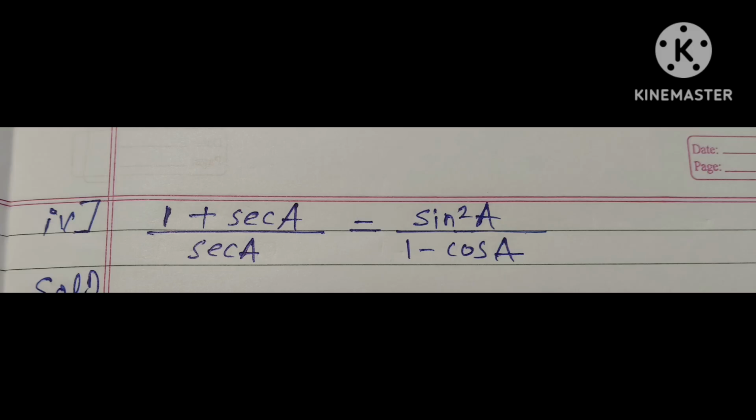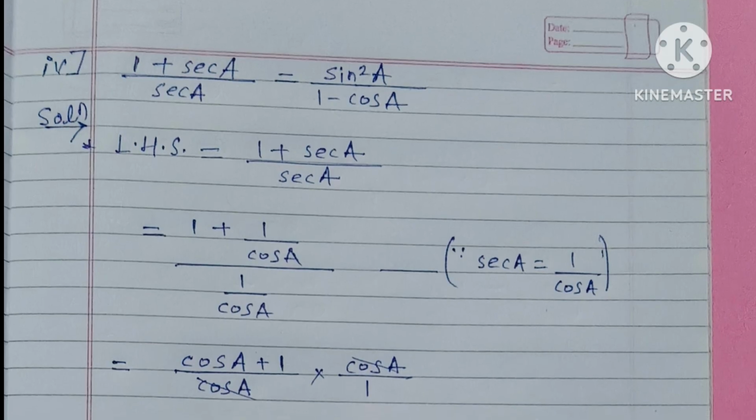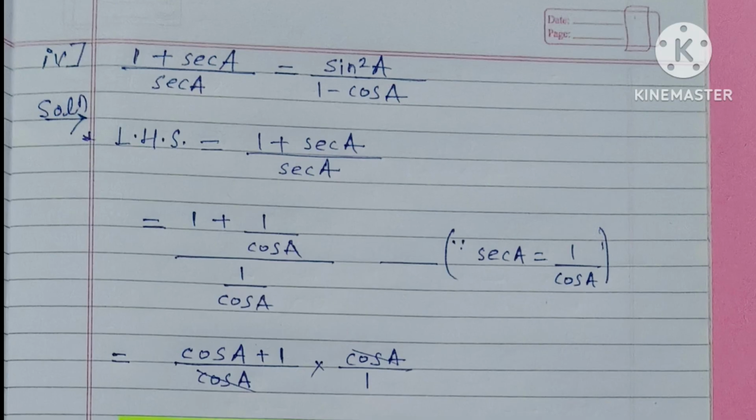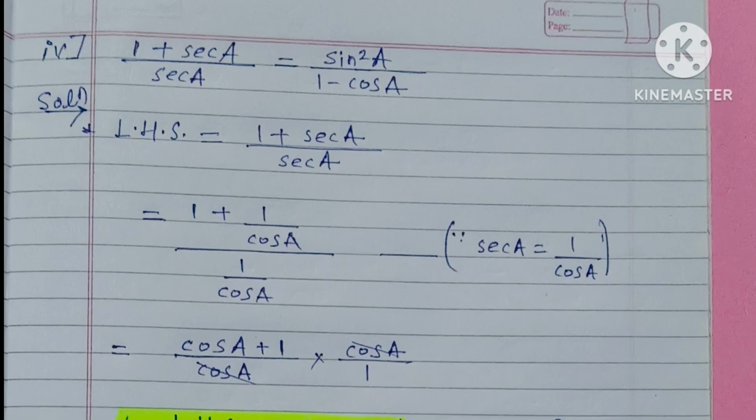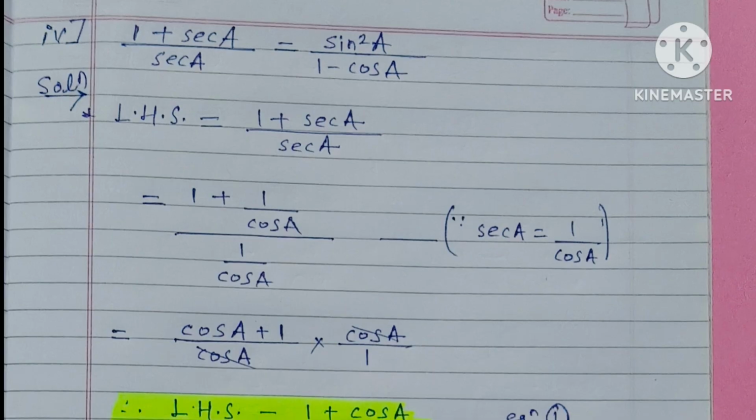Question number 4, we are going to prove 1 plus sec a divided by sec a is equal to sin square a divided by 1 minus cos a. Now for these types of questions, we have to solve the LHS and RHS both sides in order to equate the LHS and RHS. So let's go ahead and solve the left hand side, which is 1 plus sec a divided by sec a.